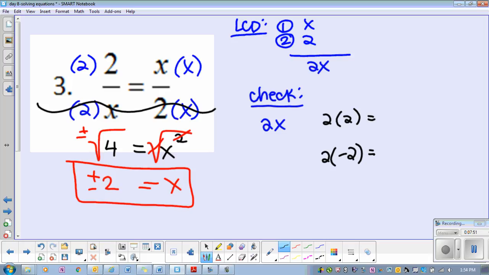No. 2 times 2 is 4. 2 times negative 2 is, yeah, right? So both of these work. I mean, I could even put 2 check marks to show that they both work. 2 yeses. All right.